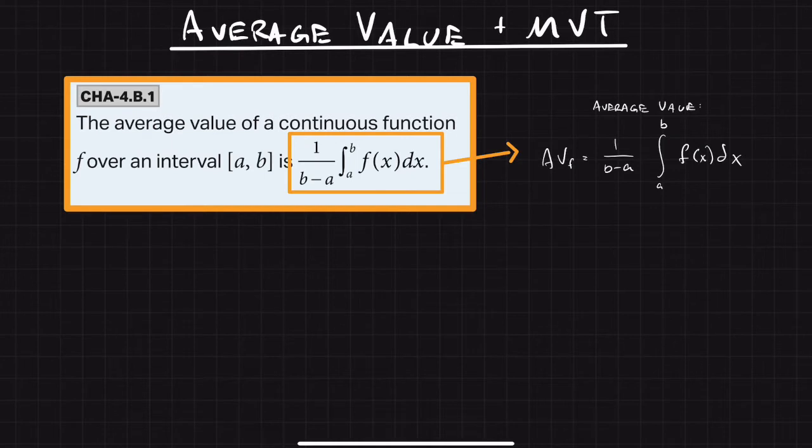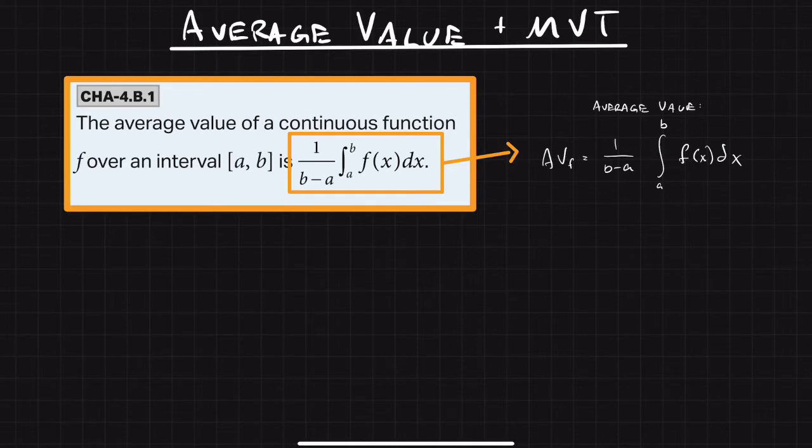The average value is equal to 1 divided by b minus a times the integral from a to b of f of x dx. To calculate average value, we'll use the first fundamental theorem of calculus that we looked at in the last few videos. Using calculus to find the average value of something is a really powerful tool.